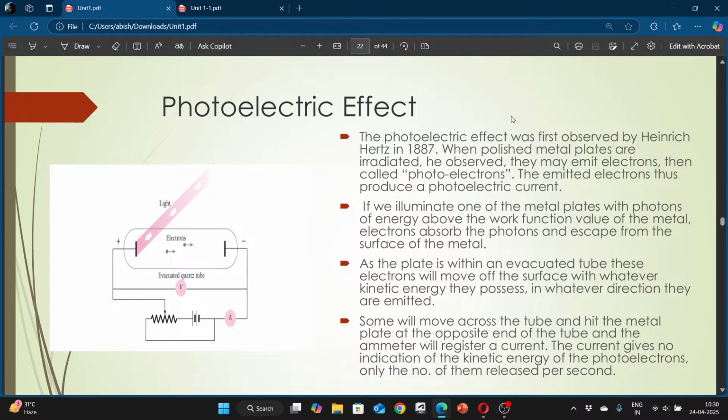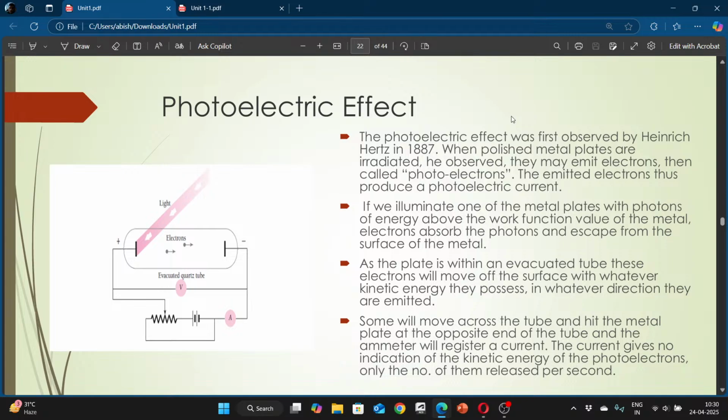So we'll continue on with the photoelectric effect. We'll write this down first.